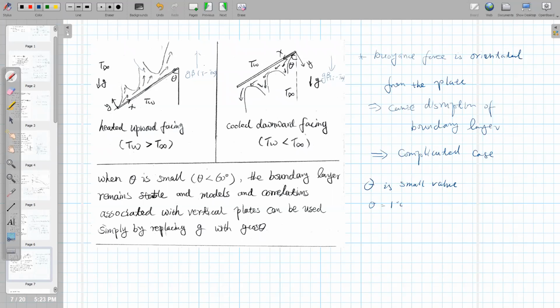That means we can also use this 60 degrees as a rule: when theta is small, it will still be close to the vertical case, the boundary layer remains stable, and we do not see this interruption here, so we can still use the vertical plate solution, simplified by replacing g with g cosine theta. When theta is large, you won't have this stable boundary layer anymore. You have these disruptions, and you won't be able to use this strategy anymore, just replacing g with g cosine theta in the previous correlation.